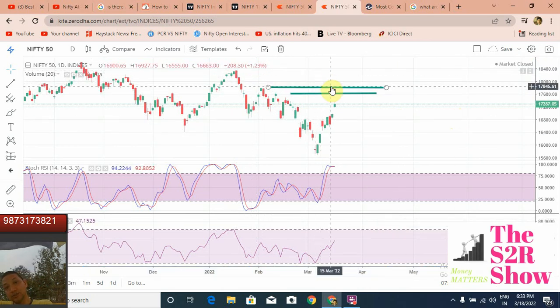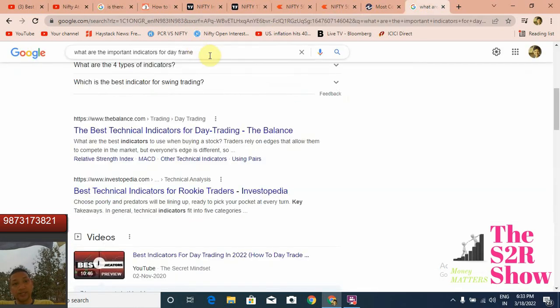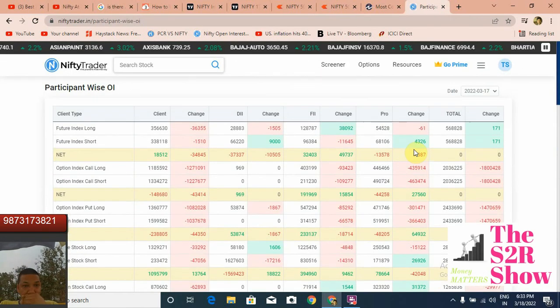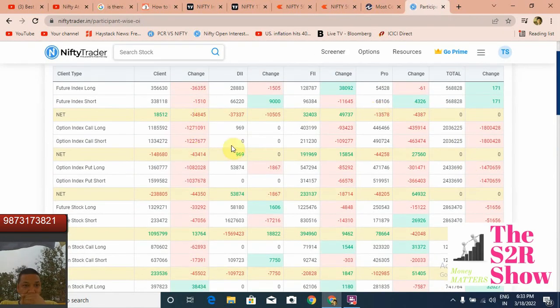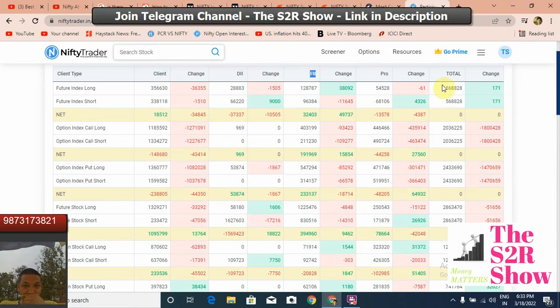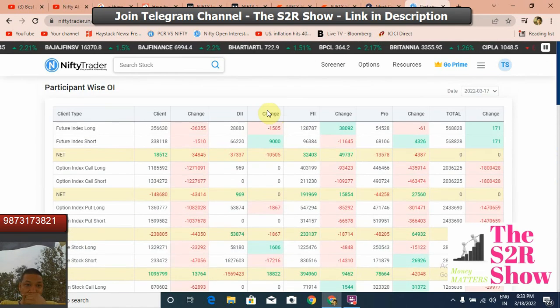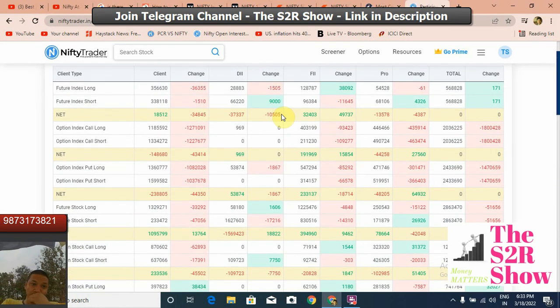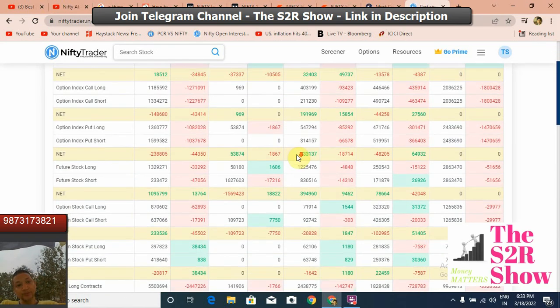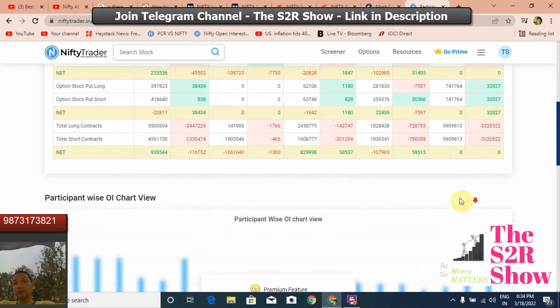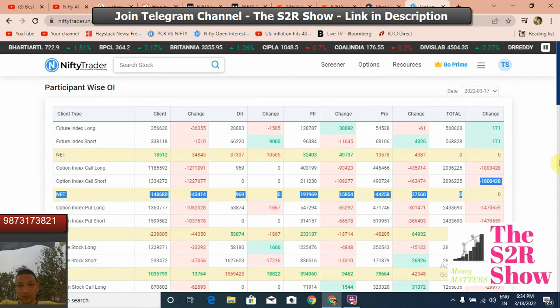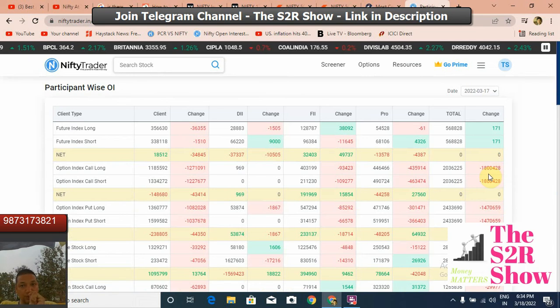Now I will show you the participant wise data, FIIs position. This is very important data. Nobody would have shown you this data. This is the data of FIIs, DIIs, clients, DIIs, FIIs, professionals. So this is the data where you can see the positions in futures long, futures short, call option, put option, stock options, stock futures, all the positions you can see. But we will not go into the details of this data. We will only see the FII data, and that also the index FII data.